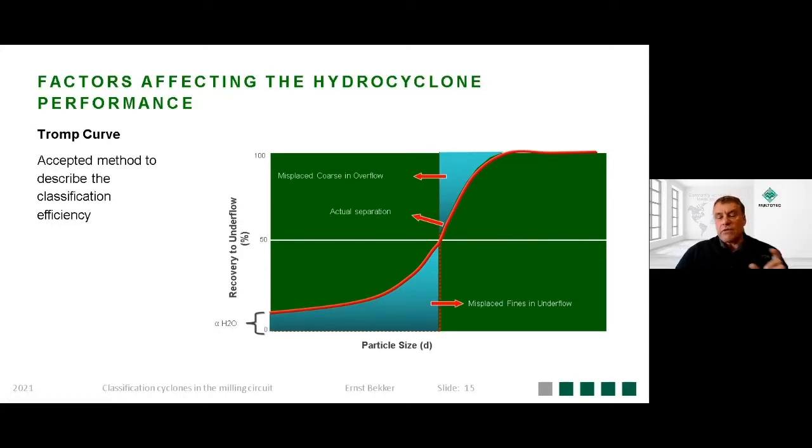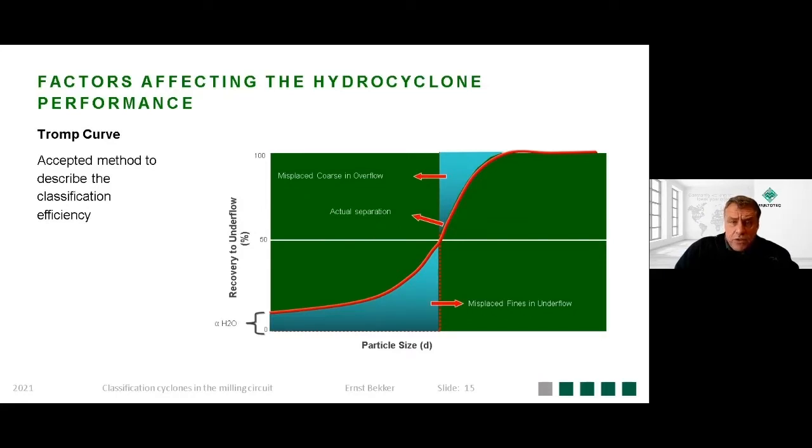So some of the factors that will change the cut point, that will move this curve to the left or to the right, meaning cutting finer or coarser: you change the vortex finder, you can change the cyclone diameter, you change the cyclone length or the cone angle. And when you start looking at the steepness of this curve, then it's the feed density, the type of solid density that you are processing.